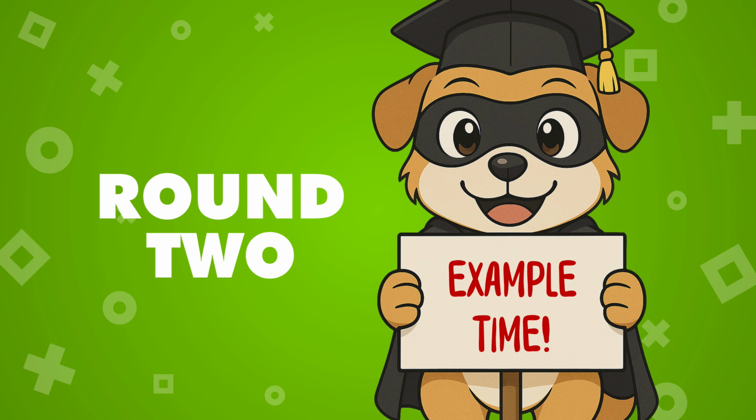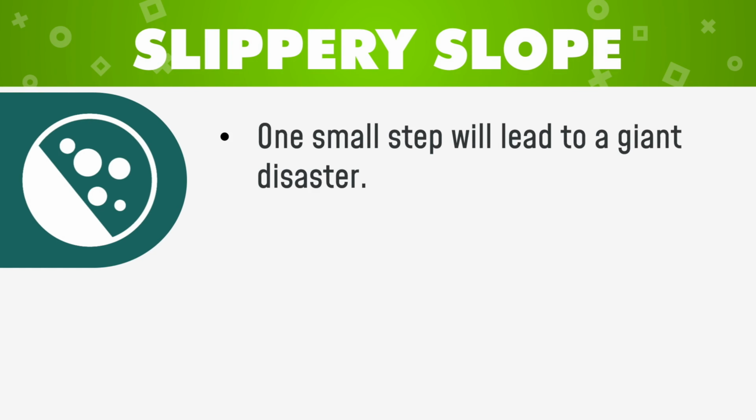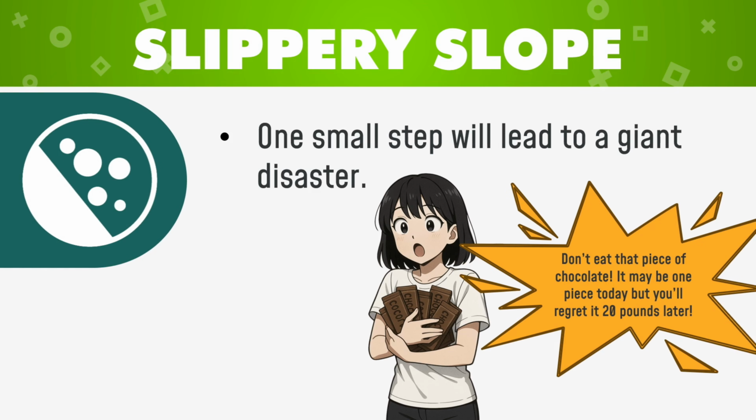Let's do 3 more for round 2. Next up, slippery slope. This is assuming a relatively small first step will inevitably lead to a chain of related and negative events. Don't eat that piece of chocolate. It may be 1 piece today, but you'll regret it 20 pounds later. Real life doesn't always work like a slide. It's good to take each situation with its own reasoning.